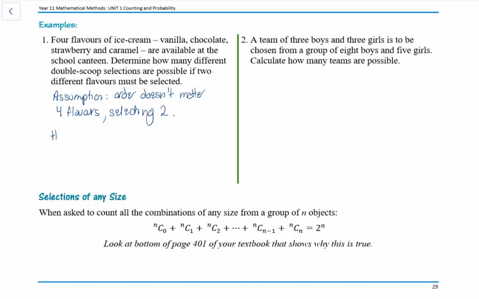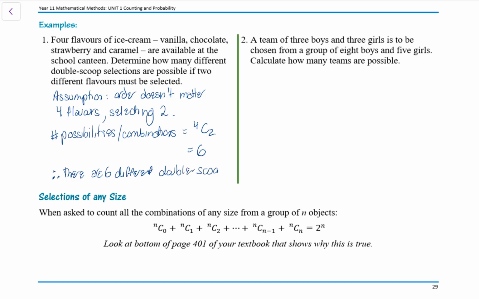So that means the number of possibilities or combinations is going to be 4C2. Go to your calculator and work that out, and you will get 6. So therefore, there are 6 different double scoop selections.